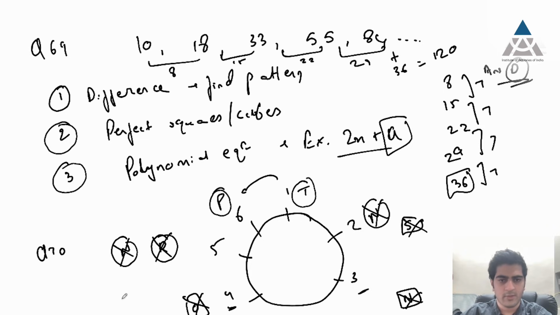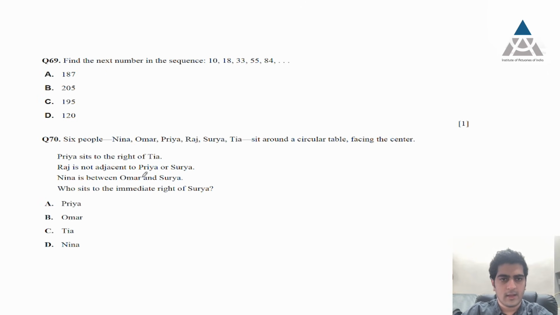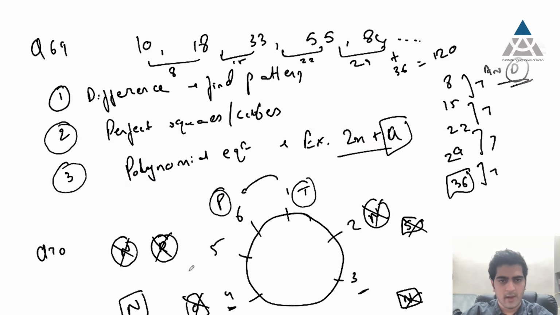So this is a trial and error approach, which means let's say Nina is here. Now if Nina is here, then can we have Omar and Surya here?